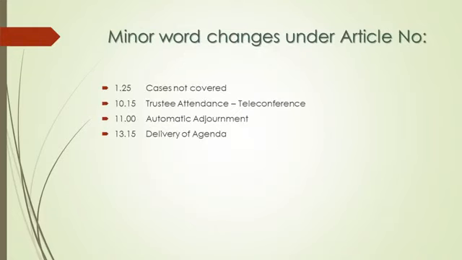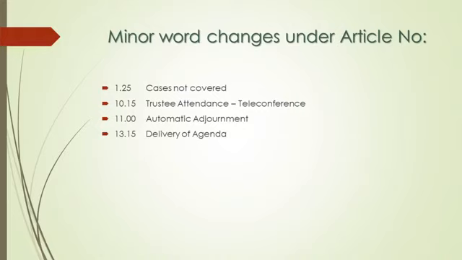Basically, 125, I believe, was just a grammatical change that we made. 1015, which is trustee attendance by teleconference, defines the parameters under which a trustee could join the board by teleconference. 1100 was an automatic adjournment, just again a grammatical change. And in 1315, we made a change to the delivery of the agenda by adding the word business into it. Currently, if the agenda comes to us 3 days before the board meeting, trustees had access to the agenda, and by adding the word business, we're saying it has to be 3 business days before the board meeting.